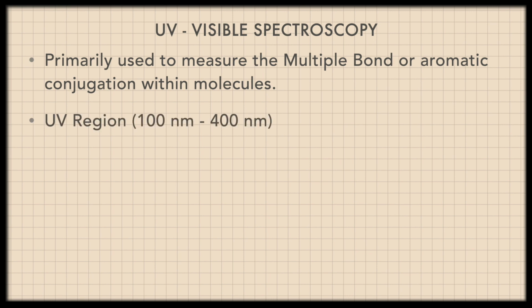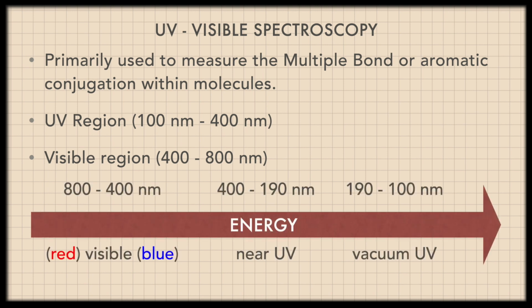The UV region can be from 100 nanometers up to 400 nanometers, and the visible region is from 400 to around 800 nanometers. This region goes from the red to the blue, from 800 to 400. Then from 400 to 190 nanometers, this is known as the near UV radiation. Anything beyond this, down to 100 nanometers, is known as vacuum UV.